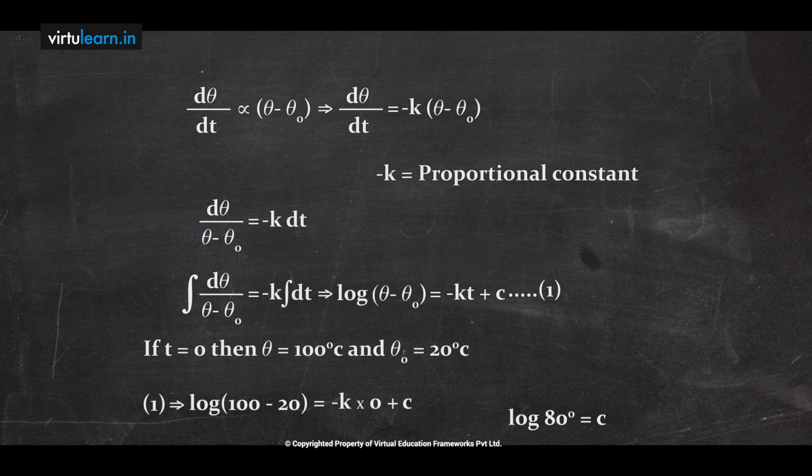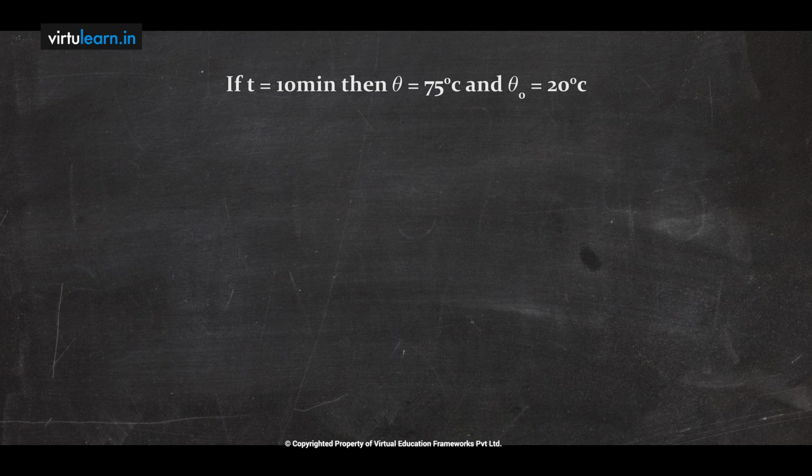Next, again check the problem once again. Temperature drops from 100 degrees centigrade to 75 degrees in 10 minutes. The initial temperature, 100 degrees centigrade, I have already taken. Now if t equals exactly 10 minutes, then the temperature of the body theta equals 75 degrees centigrade and theta naught equals 20 degrees centigrade. This implies, now you substitute all these things in equation number 1.